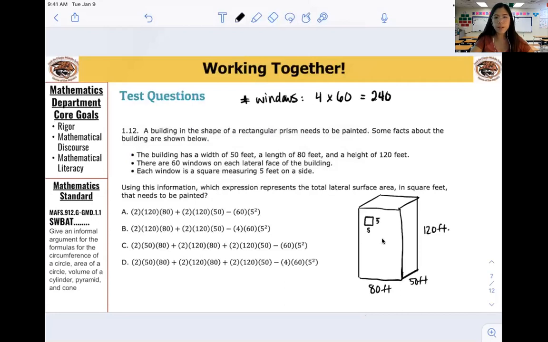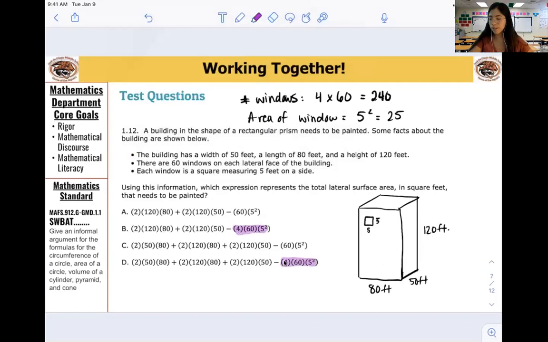So what would be the area of this window? 25. 5 squared, which is 25. So if I want to take the area of all the windows, then I'm looking at 4 times 60 times 5 to the power of 2. So right here, in this one and this one, there we have the area of each window.